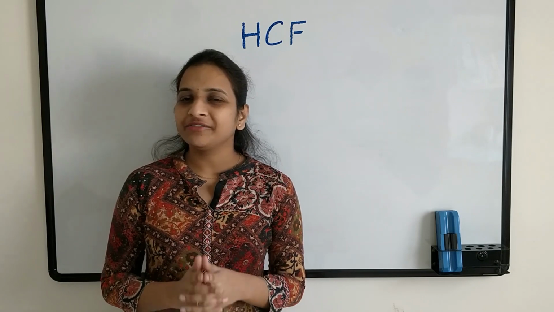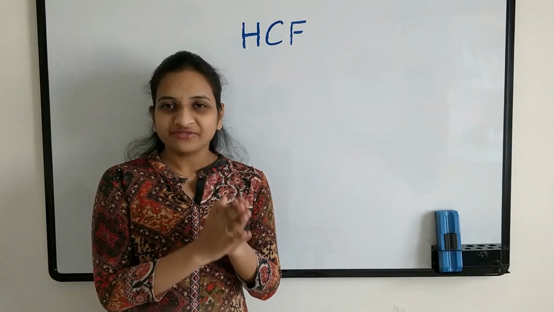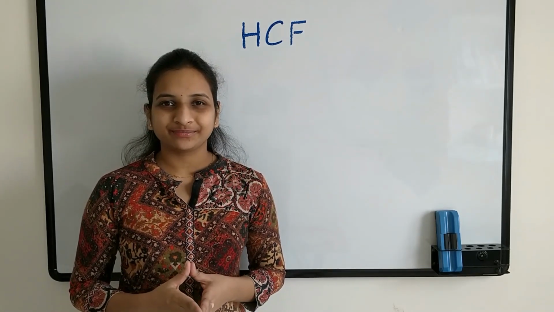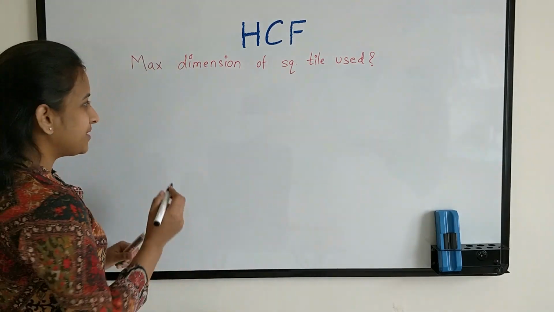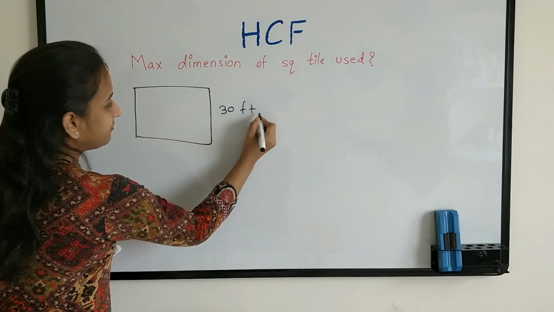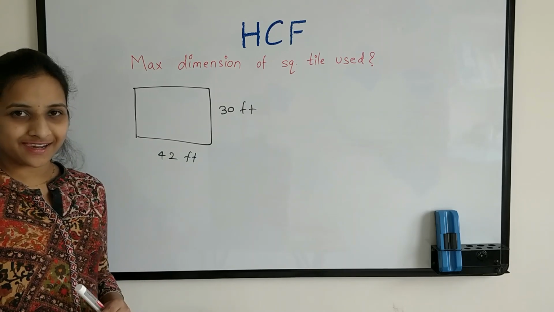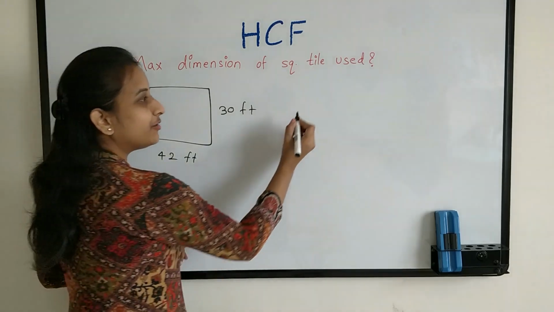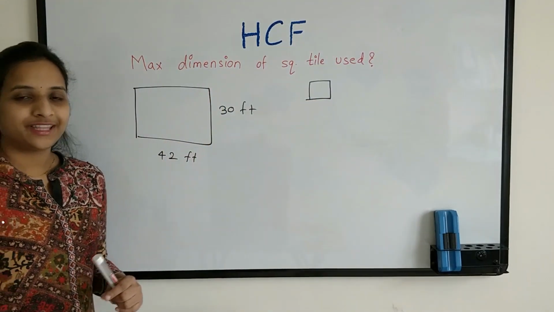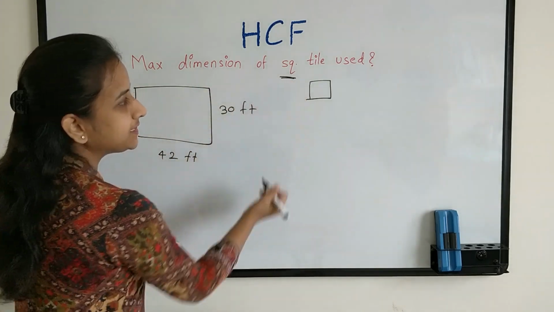In this video, we are covering a simple topic, HCF, which means highest common factor. Let's understand this concept with an example. Say there is a big hall of dimensions 30 feet by 42 feet and a flooring job is going on for this hall. The condition here is that only square-shaped tiles should be used for this flooring job. Then we need to find what is the maximum dimension of the square tiles used.